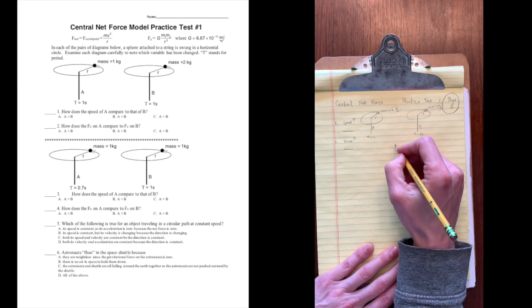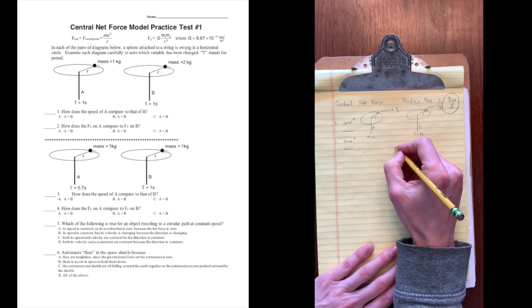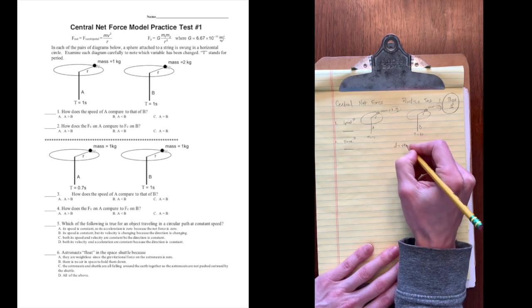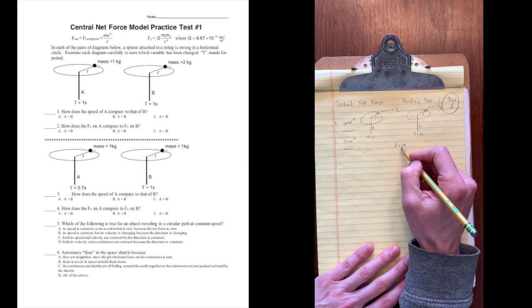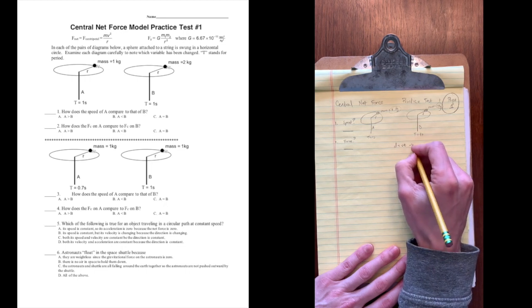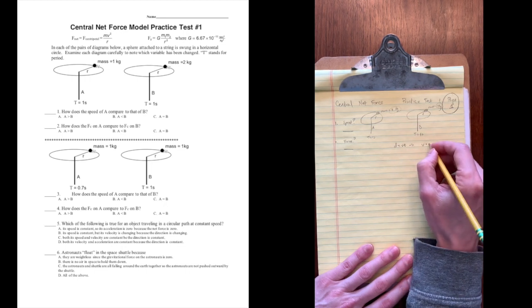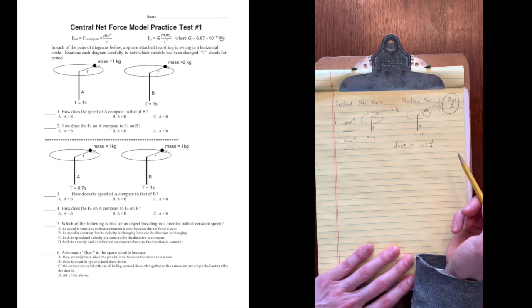Just to show a little bit of work for number 1, we have this equation, d equals vt. Distance is speed times time. If we rearrange this and divide both sides by t, we get velocity, or speed, is equal to distance divided by time. So the speed an object has depends on the distance and the time.